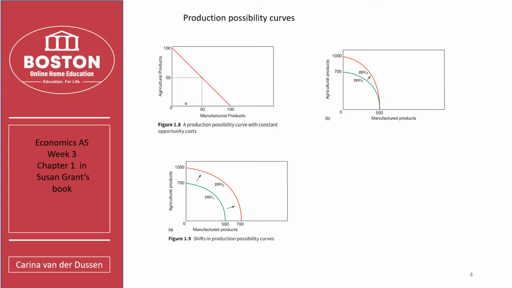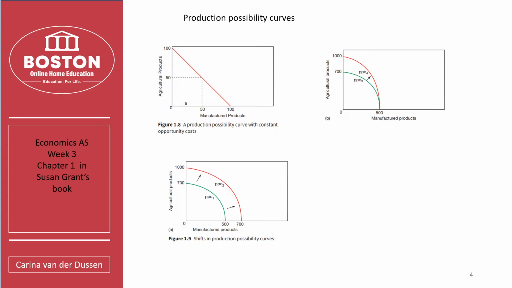In this case, let's just look at the green line. If we use all factors of production only for agricultural products, we could have produced 700 agricultural products. If we've used all factors of production and we only produced manufactured goods, we could produce 500 manufactured goods. This line is curved, and this means that in the beginning, we could give up a little bit of the agricultural products and gain a lot of manufactured products. There's another slide where I will show you this in more detail.